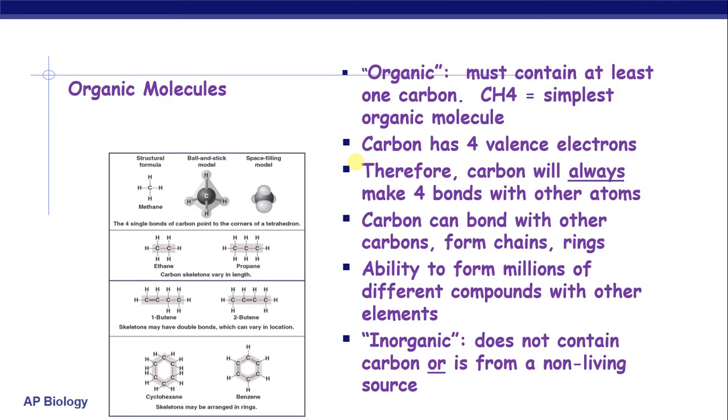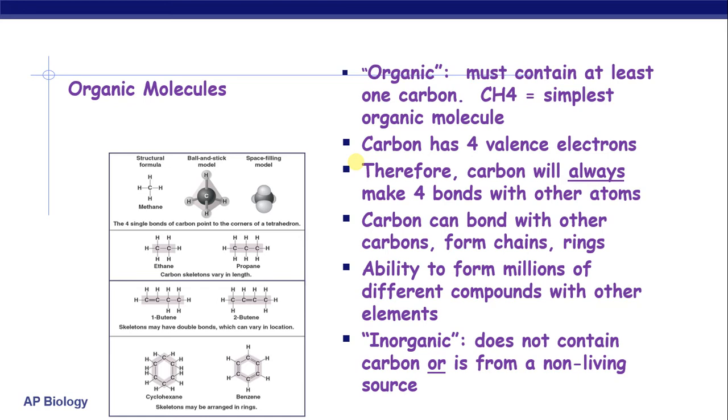Biological macromolecules are called organic because they contain at least one carbon, right? Carbon. And carbon is important because it has four valence electrons, four electrons in its outside orbit, so it can bind to at most four other things. And carbon is extremely flexible. It can form millions of different compounds with other elements. And that's useful to use it as kind of the cornerstone of living things.